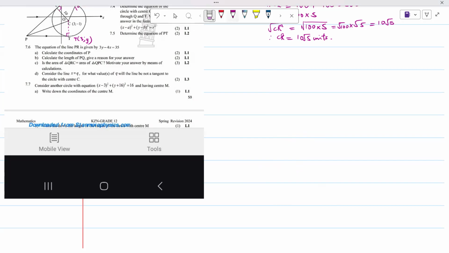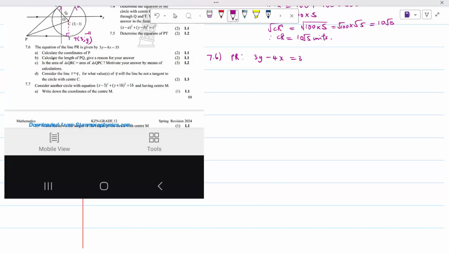Let's look at 7.6. Now, we know that this is negative 11. Then let's look at 7.6. They say the equation of the line PR is defined by 3y minus 4x equals 35. This is what we have there. Then we are asked to calculate the coordinates of P.